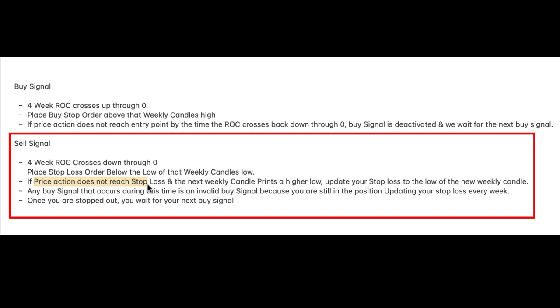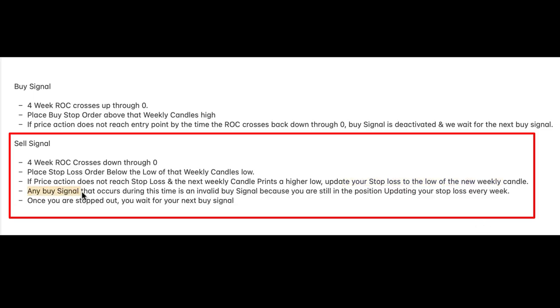Now, if the price action does not reach the stop loss and the next weekly candle prints a higher low, what does that mean? If you're not stopped out and the price keeps moving up in Bitcoin, guess what? You're going to be updating your stop loss to the low of each new week as it continually presses further.